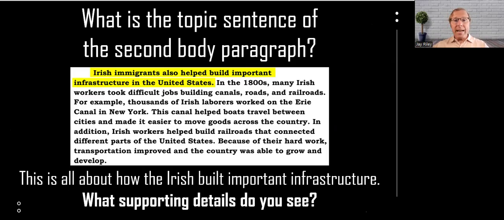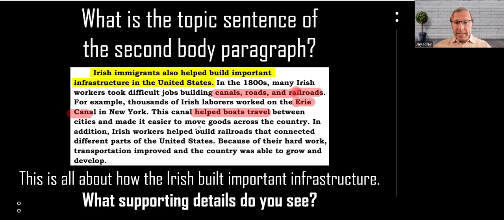As we move to our second body paragraph, we see Irish Americans also help build important infrastructure in the United States. So that's the main idea or the topic sentence. As we go through and look at the rest of this, we can see that they built canals, roads, railroads. I see the example of the Erie Canal in New York. I see why it's important.